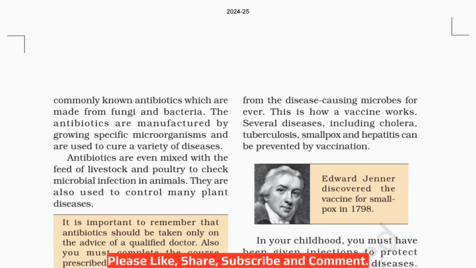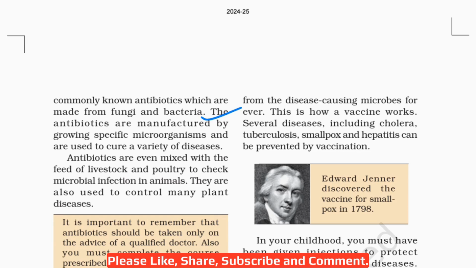Now the next page. The antibiotics are manufactured by growing specific microorganisms and are used to cure a variety of diseases. Antibiotics are even mixed with the feed of livestock and poultry, meaning cattle, cow, buffalo, to check microbial infection in animals. They are also used to control many plant diseases.